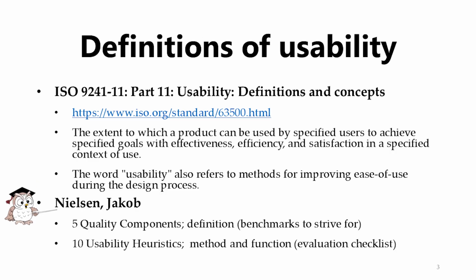The second is proposed by Professor Jakob Nielsen. It outlines 5 quality components and 10 usability heuristics. The former are definitions and serve as benchmarks to strive for, while the latter are methods and function as an evaluation checklist. Here, we will explain the concepts defined by Professor Nielsen.